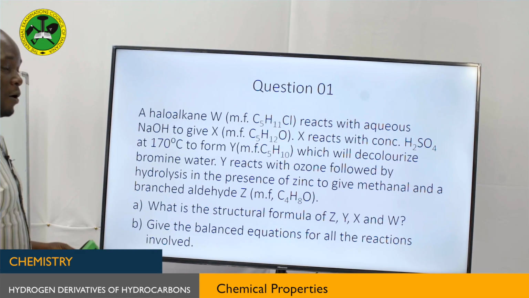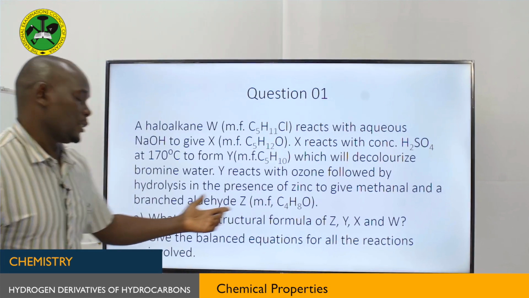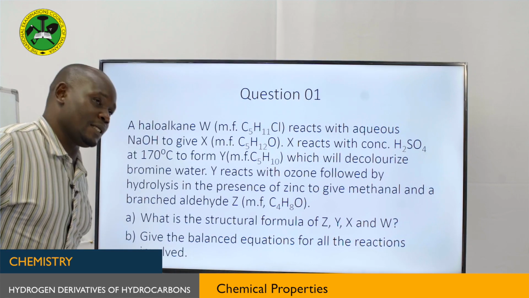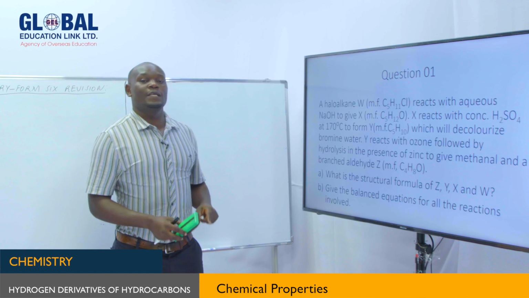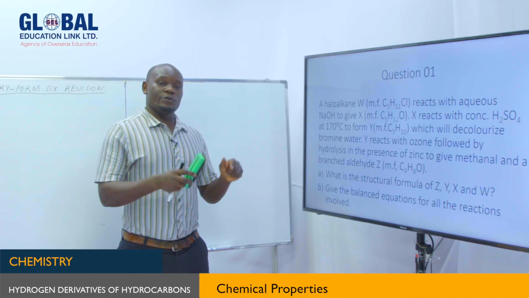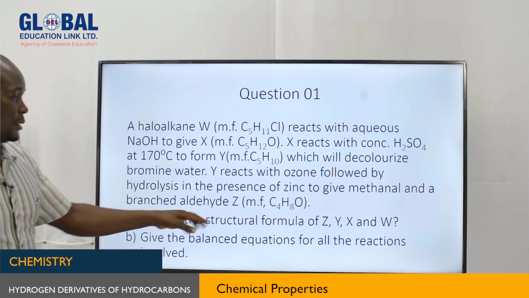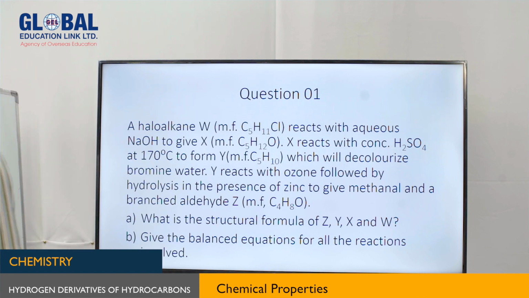So here is where we can start answering our question, because one of the applications of the ozonolysis reaction is in determination of the molecular structure of the alkene by using the products of ozonolysis. So now we are told that ozonolysis yields methanal and a branched aldehyde.